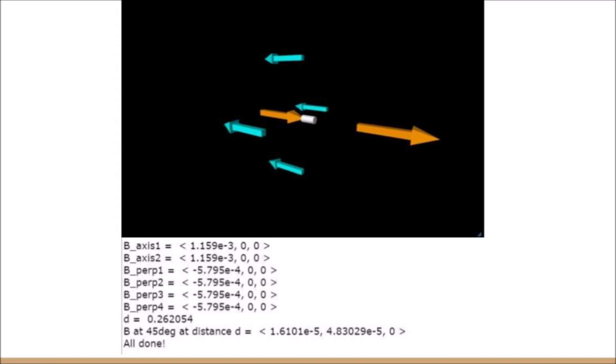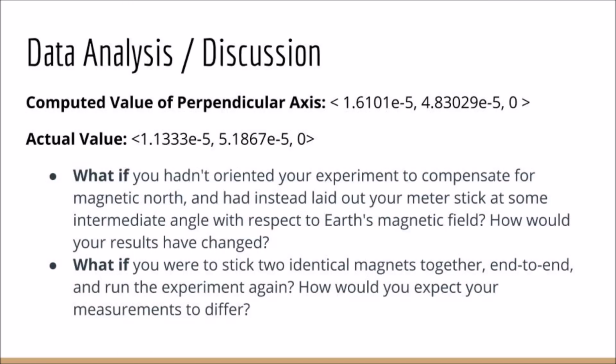This is a visual representation of the magnetic field of the bar magnet. You see that outside of the bar magnet, the magnetic field points to the left, whereas in the middle, it points to the right. The computed value of the perpendicular axis magnetic field ends up being 1.6101 times 10 to the negative 5 in the x direction, 4.83029 times 10 to the negative 5 in the y direction, and 0 in the z direction.